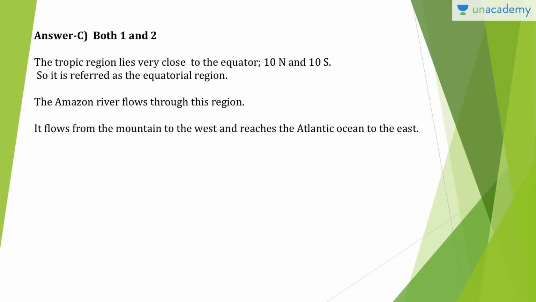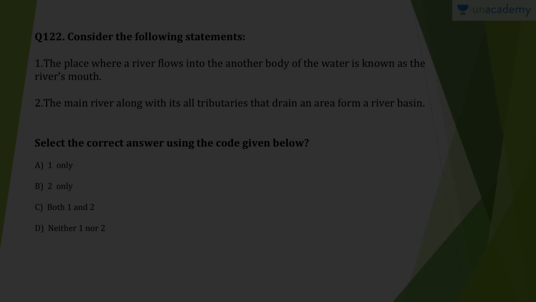The tropic region lies very close to the equator, 10 degrees north, 10 degrees south, and so it is referred to as the equatorial region as well. And the Amazon river basically flows through Brazil, mainly through this region, and it flows from the mountains to the west and reaches the Atlantic Ocean to the east. So answer here is C, both 1 and 2. It is also called the lungs of the Amazon forest. They are also called the lungs of the earth.